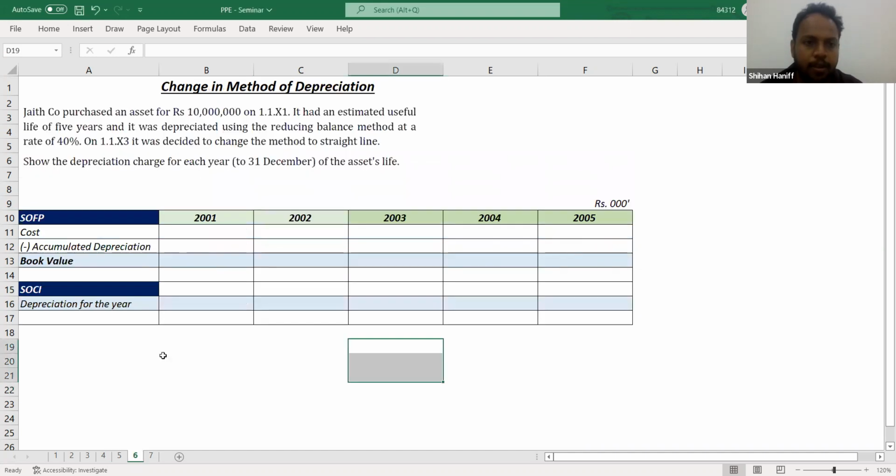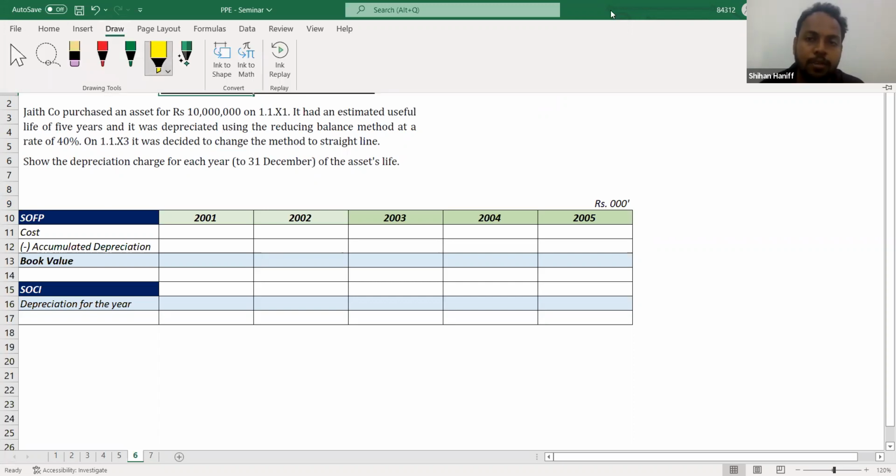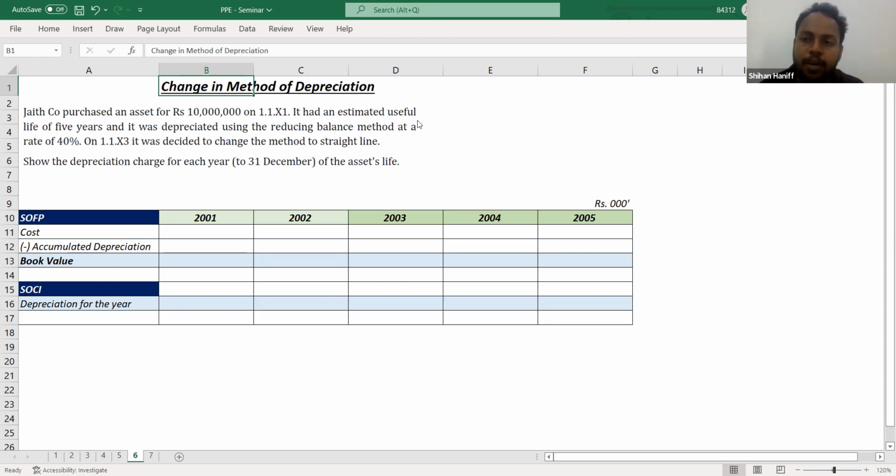The next point is change in method of depreciation. This is also important because sometimes in our exam paper, there are questions where the depreciation method changes, from reducing balance method to the straight line method, or straight line method to reducing balance method. How do we adjust it in the financial statements if the depreciation method is changed? Let's do this question to understand the change of depreciation method.